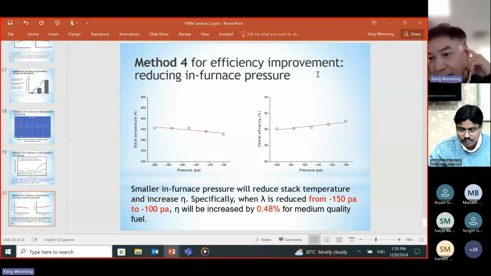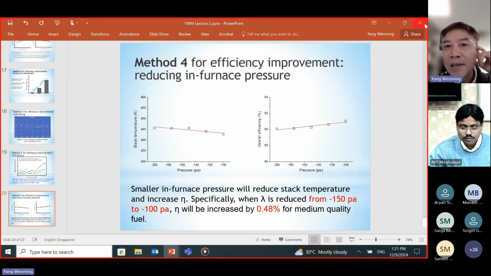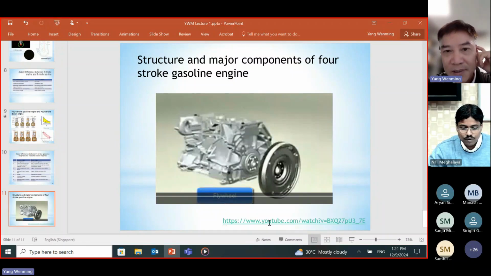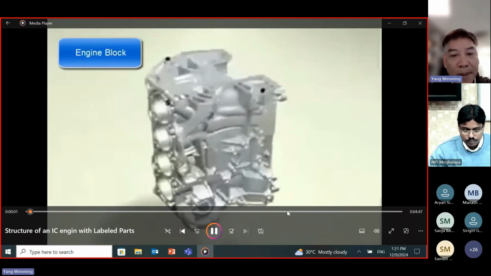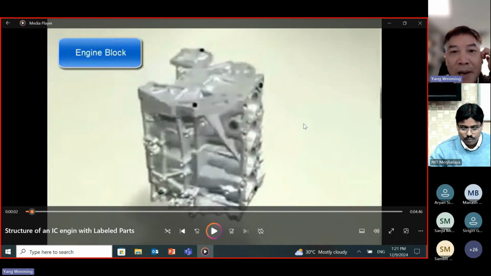The time is finished already, but if you are interested, we can go back to introduce the structure from the first lecture. Let me share this video with you. In this video, I will show you the major components of four-stroke gas engines, and also introduce the function of some of the major components.